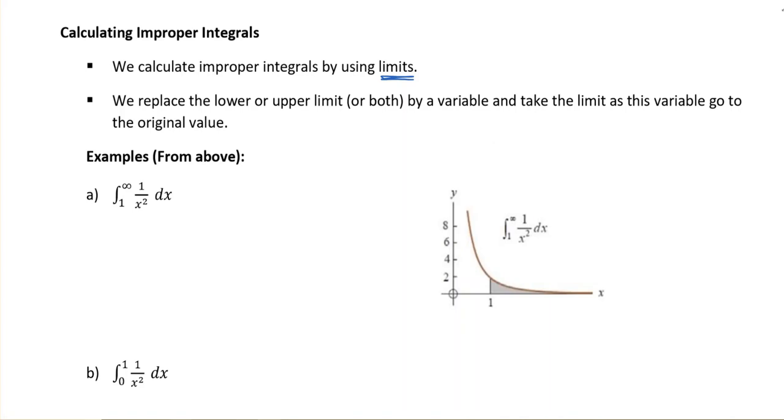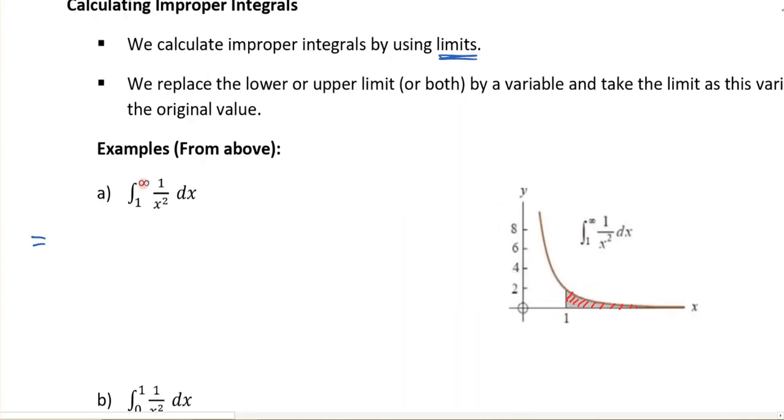So we are interested in finding this area that is bounded between 1 and infinity of this function 1 over x squared. Here we notice that the upper limit is infinity. So we're going to write limit as b approaches infinity, and we're going to replace the upper limit by this new variable b. And we're going to calculate the integral of 1 over x squared dx from 1 to b.